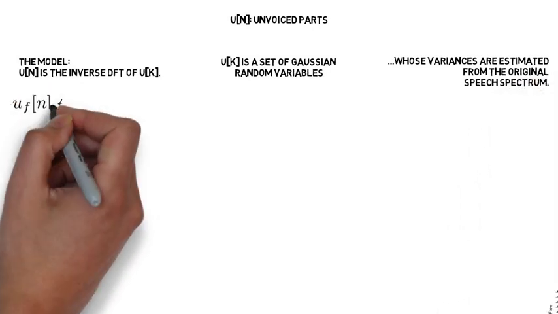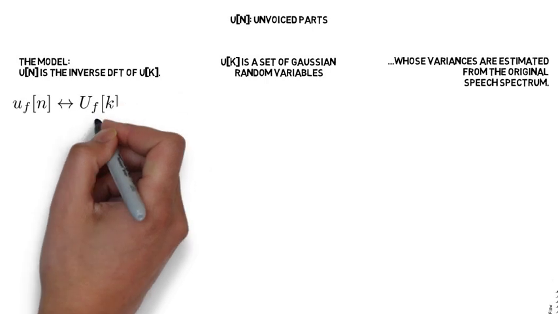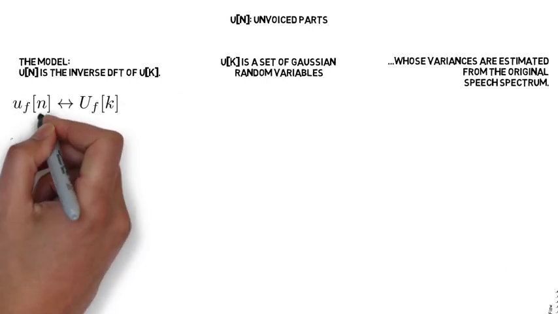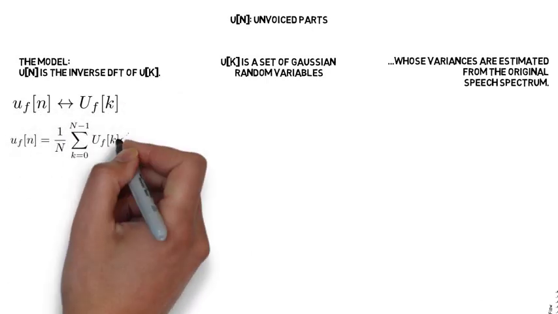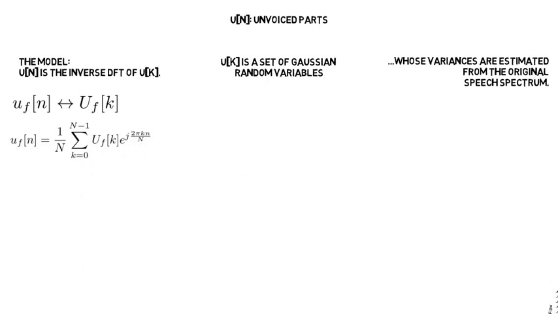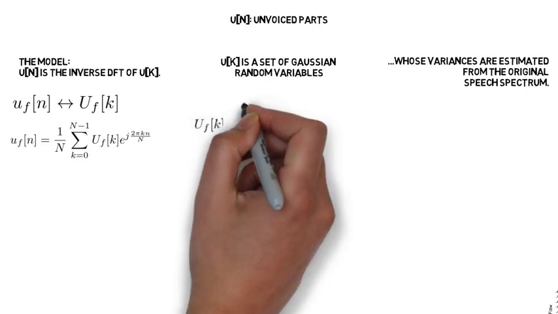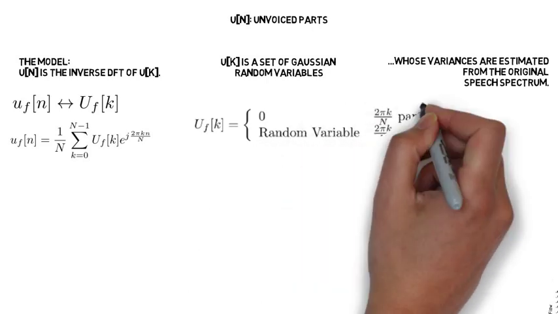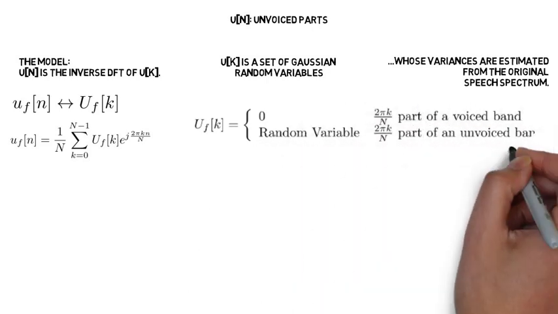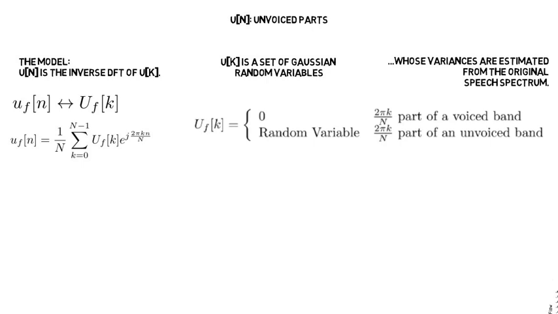All right, so the U of n, the F frame of the unvoiced speech, will be generated from the F frame DFT, which is a random variable. And so if we have U sub f of k that we've generated by some model, then we get U sub f of n using the standard inverse DFT formula. U sub f of k, on the other hand, will be 0 in bands that are voiced. And in unvoiced bands, it will be some kind of random variable.